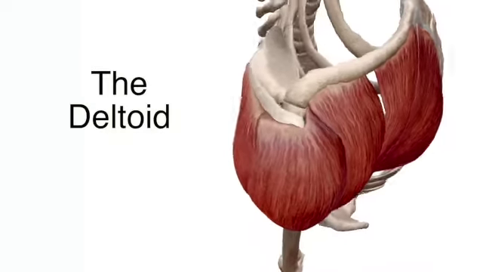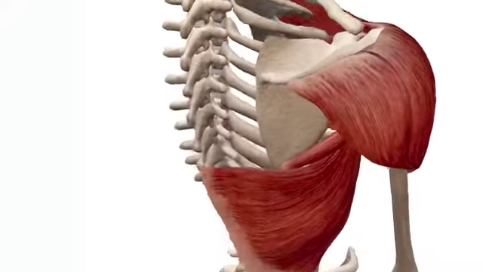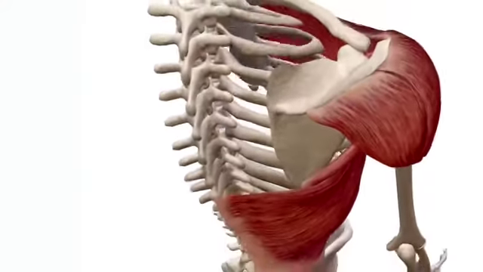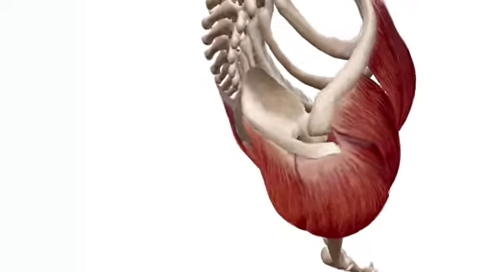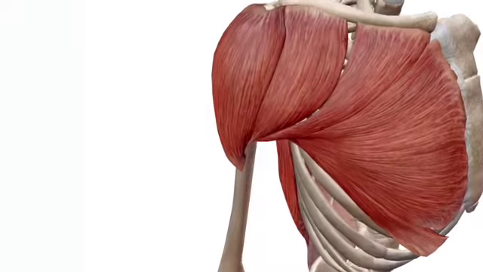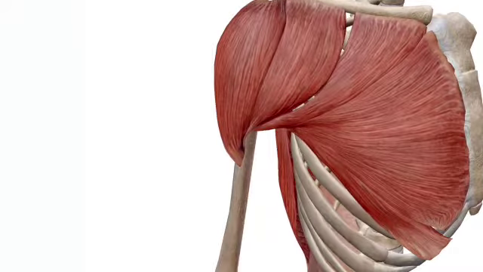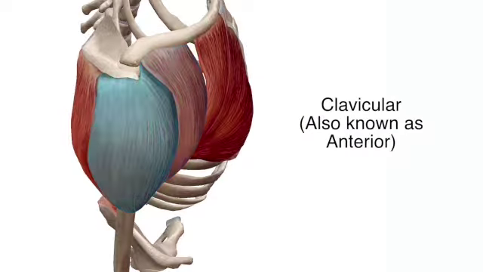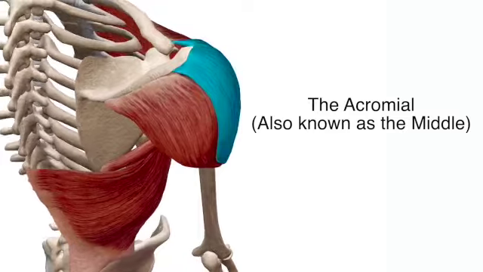The deltoid muscle. This is a multipinnate muscle that is triangular, with its origin at the base of the triangle and its attachment at the vertex. It covers the entire shoulder region and is covered by the deltoid fascia. 3 portions can be distinguished based on the origins of the fibers. There's the clavicular, the acromial, and the spinal.